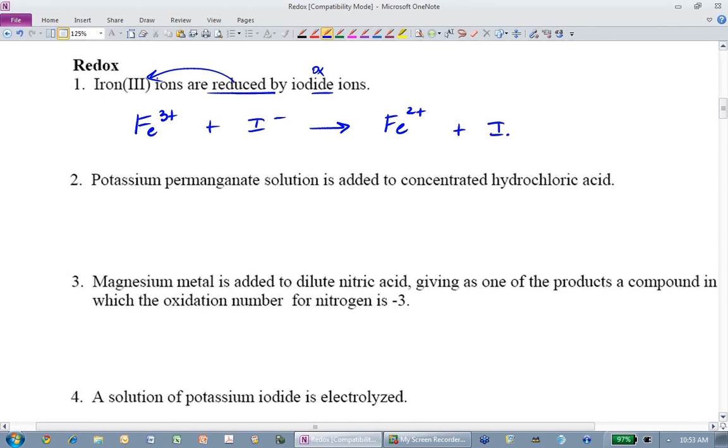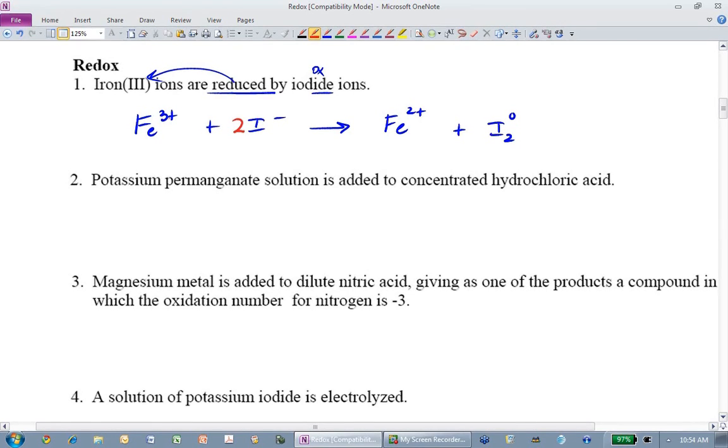Plus iodine, which has a 0 oxidation state. No, you don't have to put the 0. I do that to remind you that that's what that is. Any element in its standard state has an oxidation state of 0. Alright, so now we need to balance this, and we need to balance it not only by element, or by atom, I often say. So I need 2 I's on each side. But I also have to balance by charge.